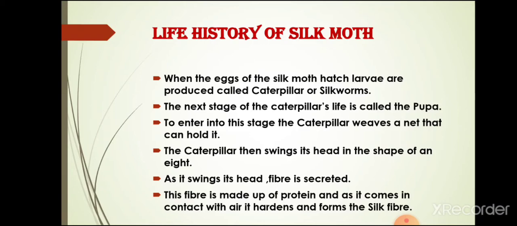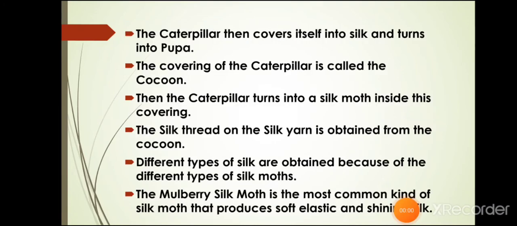During these movements of the head, the caterpillar secretes fiber, which is made up of a protein and which becomes hardened on exposure to air and becomes silk fiber. The caterpillar completely covers itself with silk fiber and turns into pupa. This covering is known as cocoon.